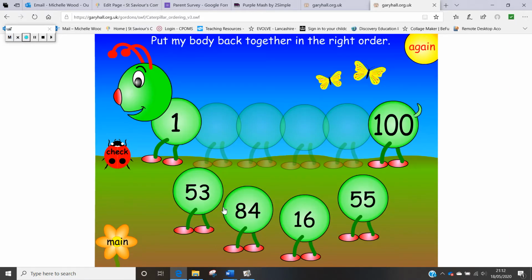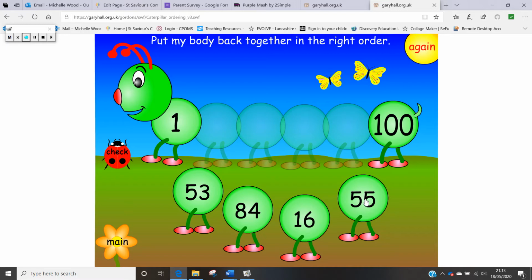So this time we have got 1 at the start of our caterpillar and 100 at the end of the caterpillar. So pause your video now and see if you can put these numbers 53, 84, 16 and 55 in the correct place on the caterpillar.